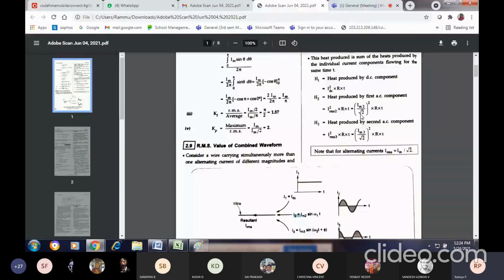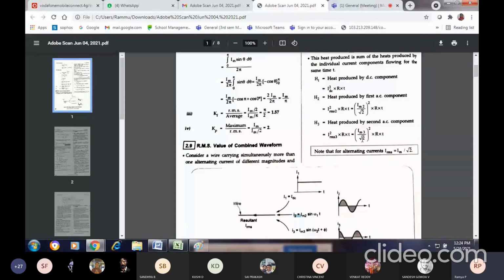And the third time I'm passing the current as again an alternating current, that is an AC component, through this conductor, and the heat generation is H3, and this is my equation: IRMS3 square into R into T. IRMS is nothing but Im by root 2. This is known to you. Always IRMS is indicated as maximum current divided by root 2.